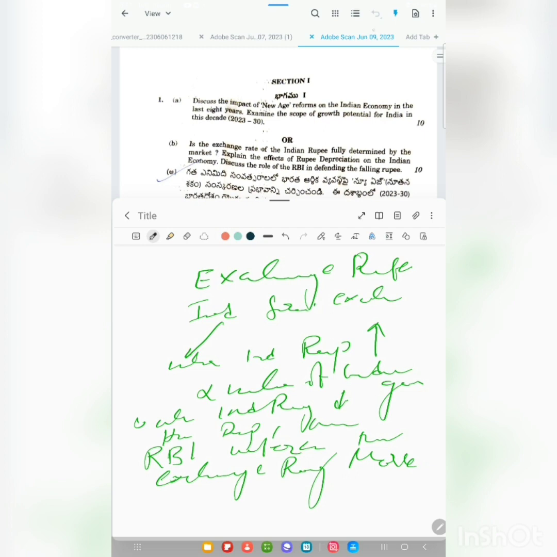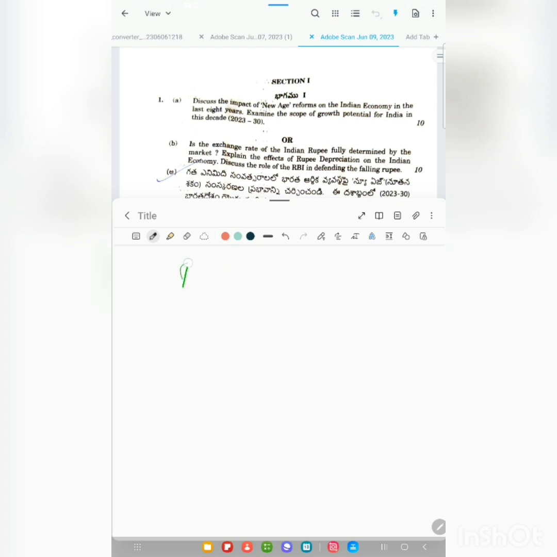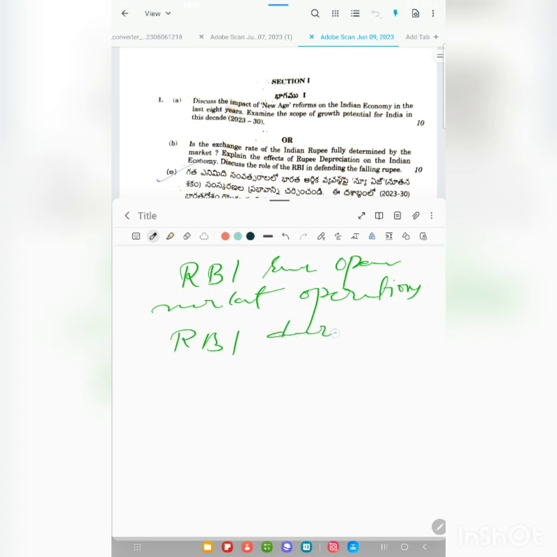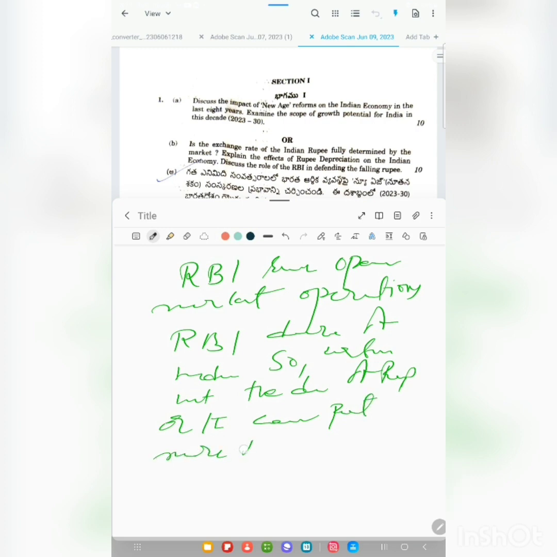So I wrote this point. Later I said that RBI, through its open market operations, tries to decrease the supply of Indian rupee so as to artificially increase the demand for the Indian rupee, or it can put more rupees into the market by purchasing dollars against the Indian rupee.